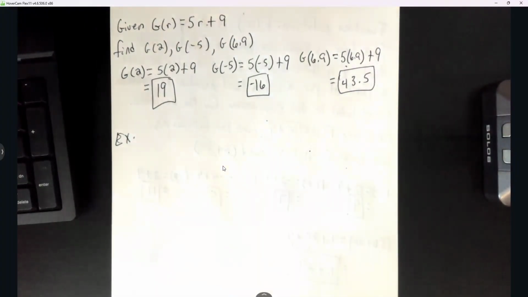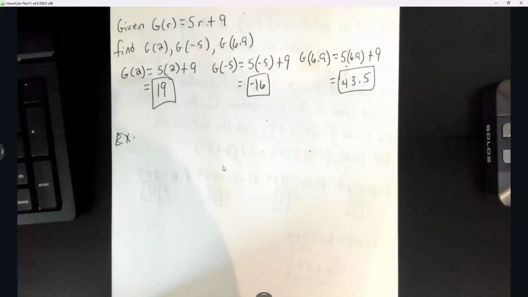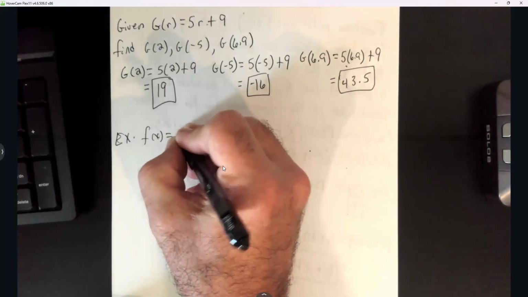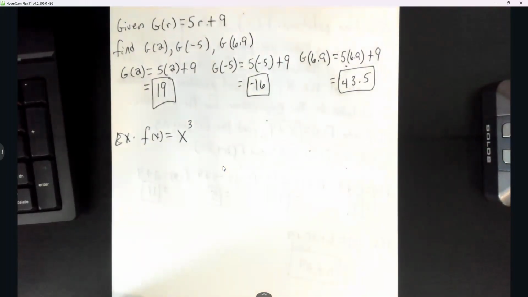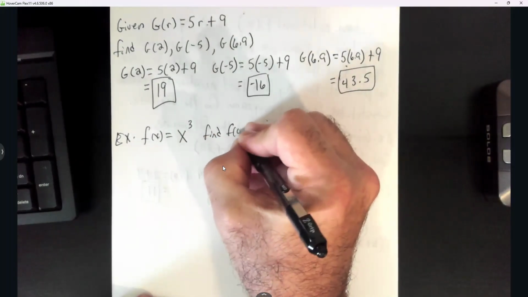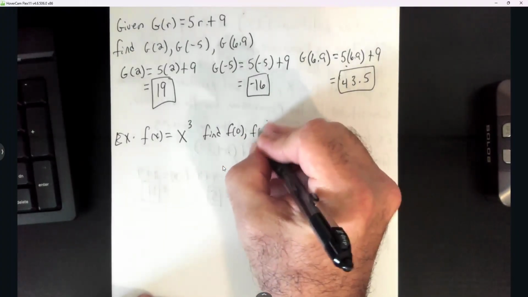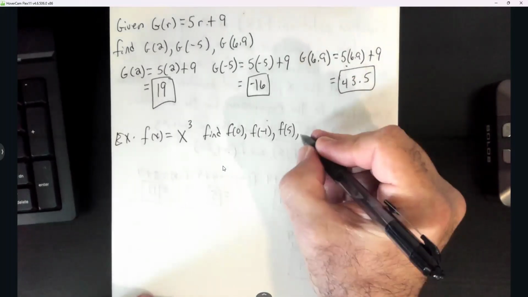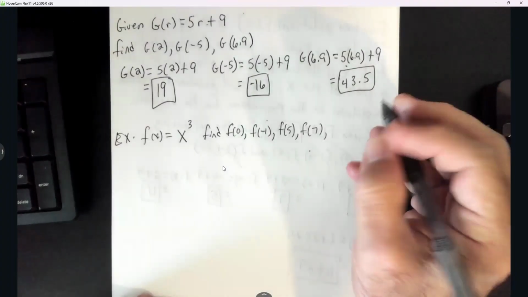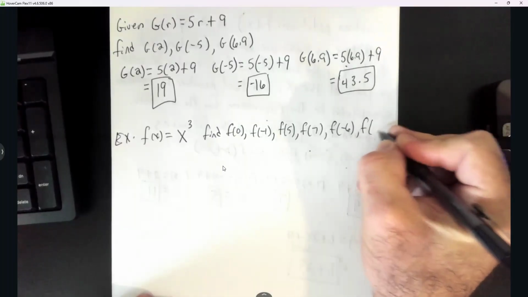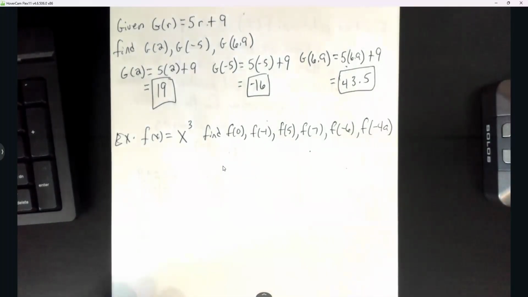All right, y'all, one more of these and then I'll show you a word problem where we sort of do function stuff. So this one wants to give me f of x equals x cubed. We're going to find, ooh, y'all, this one got a lot. f of 0, f of -1, f of 5, f of 7, f of -6, and then finally f of -4a. So 1, 2, 3, 4. So 6 on this one.